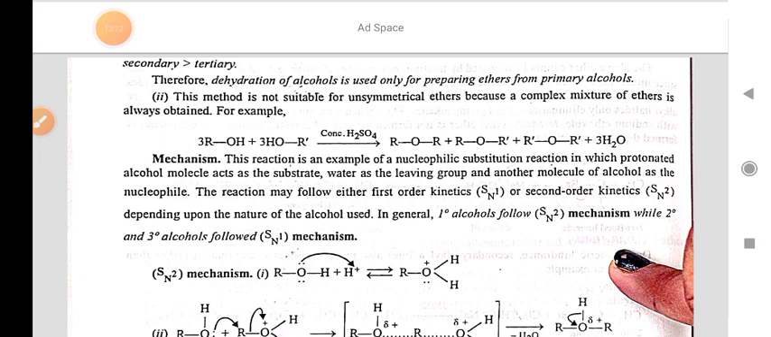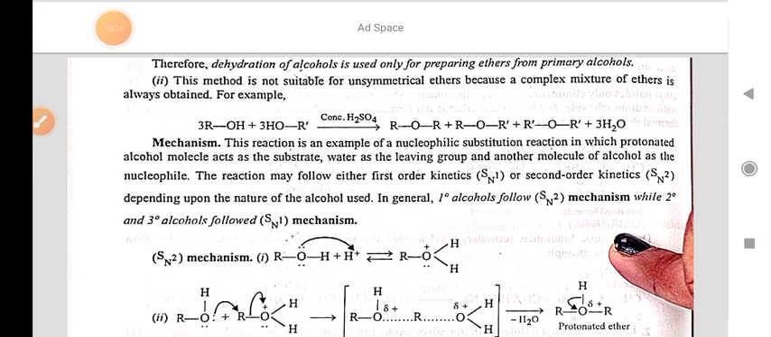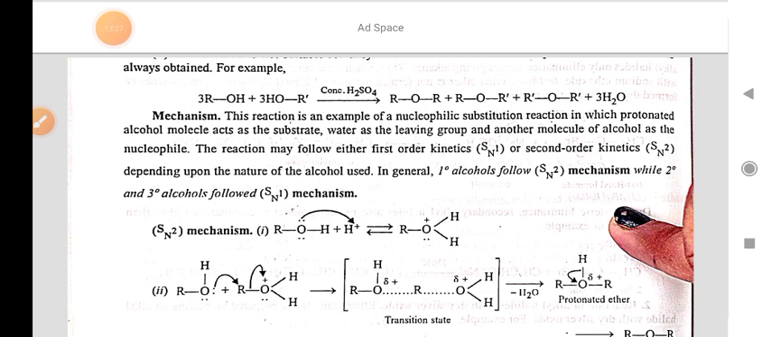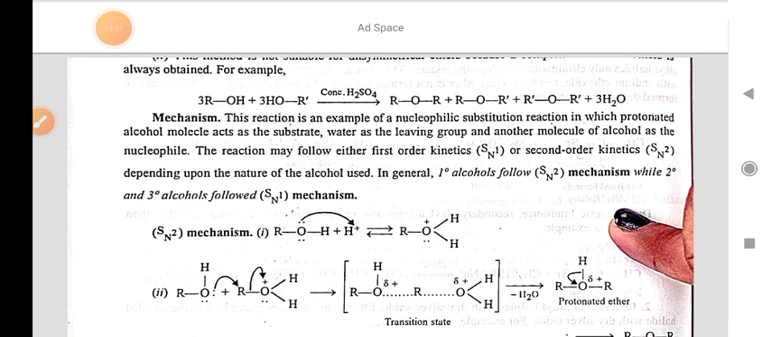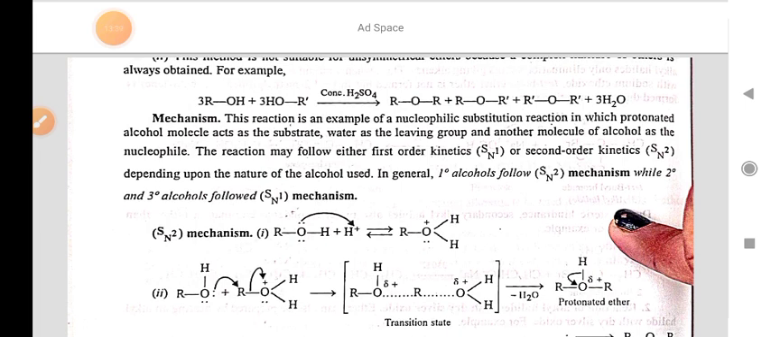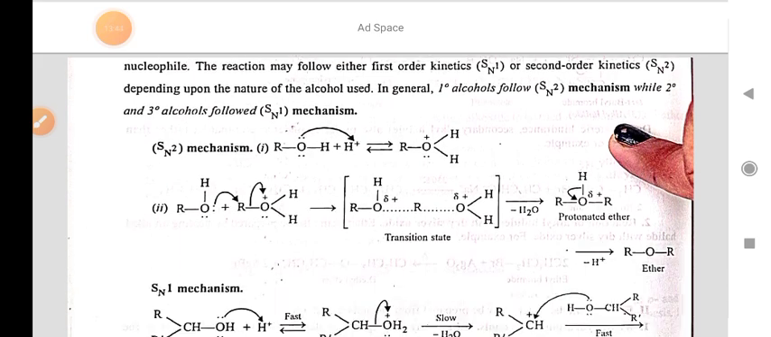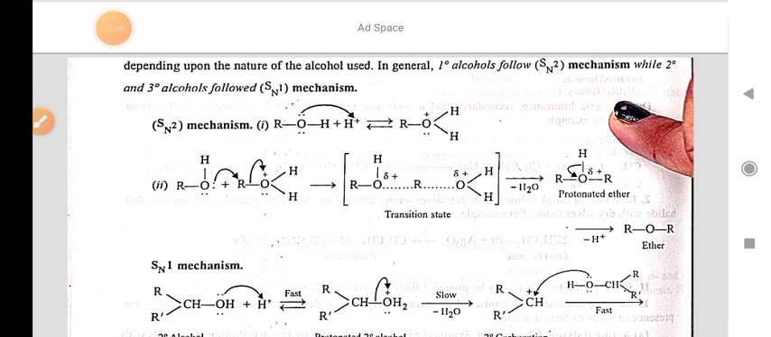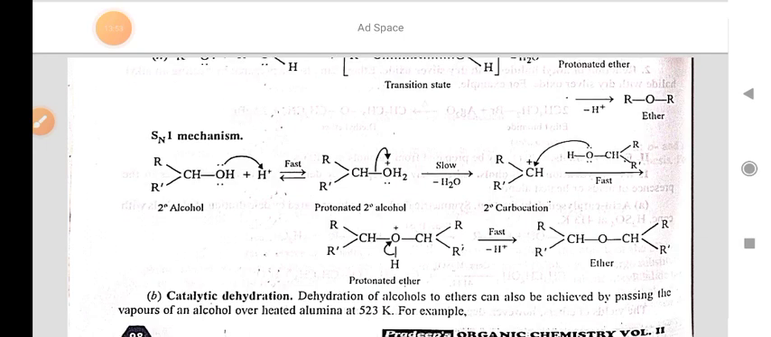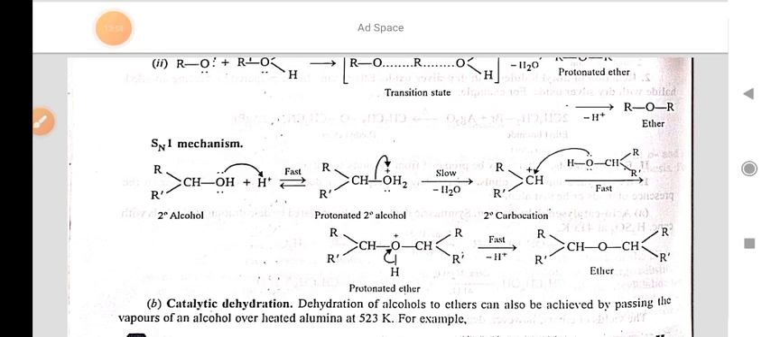H2O. Mechanism: this reaction is an example of a nucleophilic substitution reaction in which the protonated alcohol molecule acts as a substrate, water as the leaving group, and another molecule of alcohol as a nucleophile. The reaction may follow either first order kinetics or second order kinetics depending upon the nature of the alcohol used. In general, primary alcohol follows the SN2 mechanism, while secondary alcohol follows the SN1 mechanism. In the SN2 mechanism, we go through a transition state, but in the SN1 mechanism, we go through a carbocation.